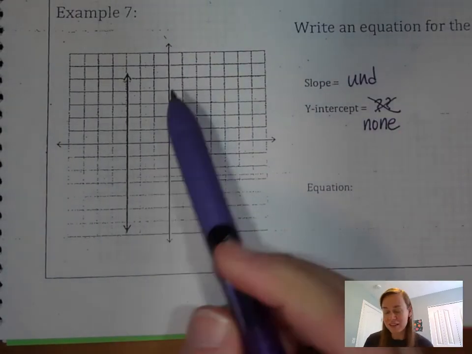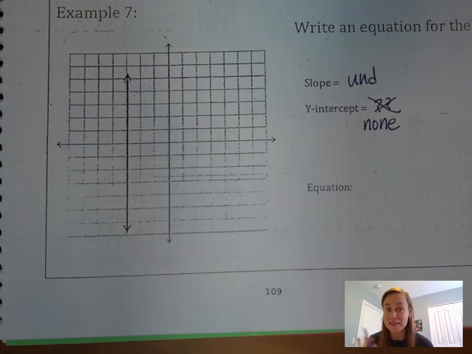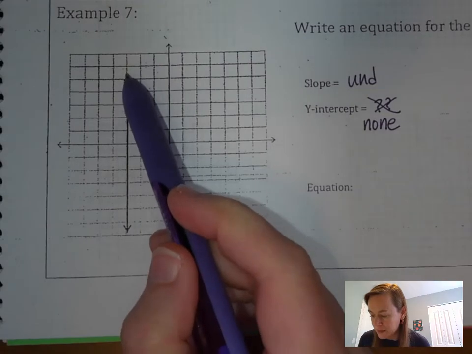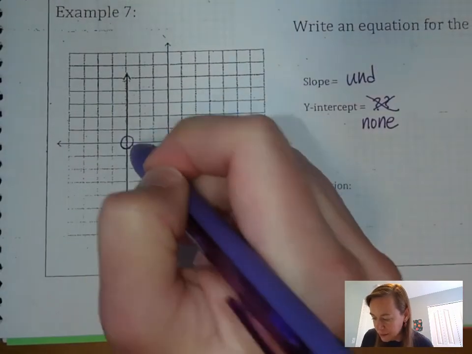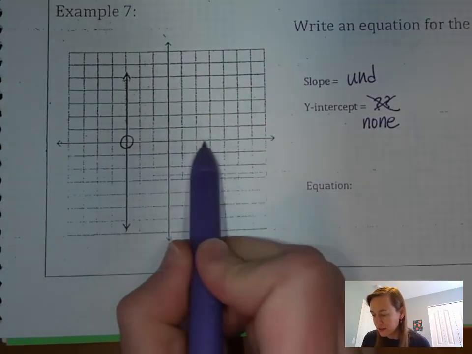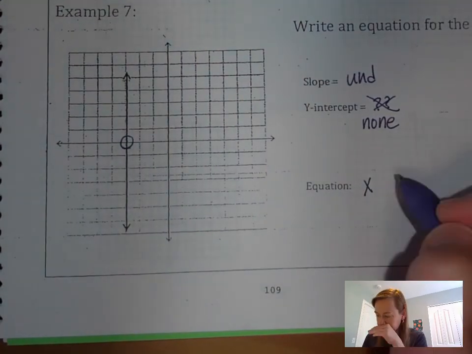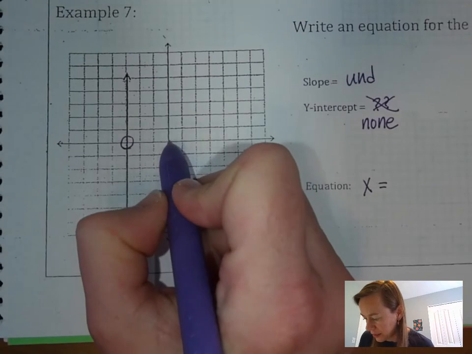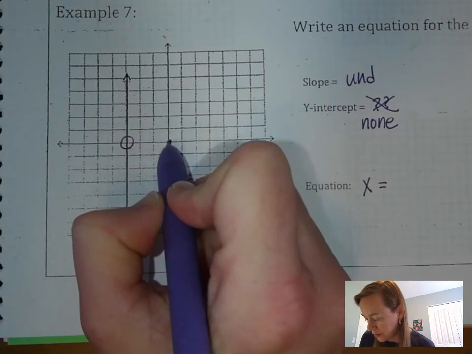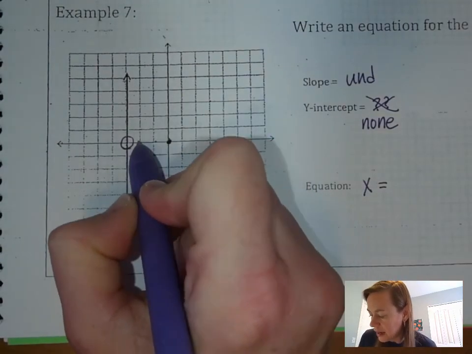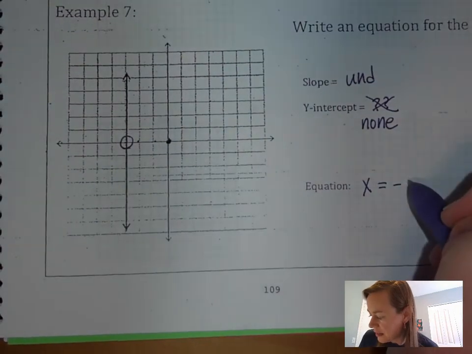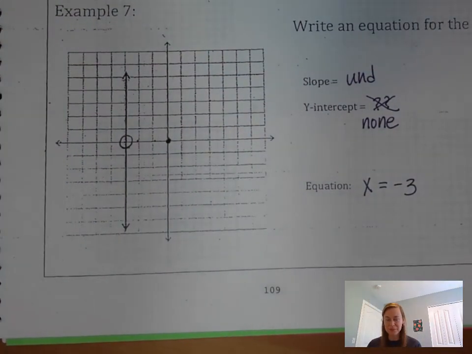So we're going to definitely follow our line down to an axis, figure out which axis it is, and write that letter, okay? So here it's crossing an axis right here, right? Which axis is it crossing? It looks like it's the x-axis, right? So let's write x equals, and now we have to figure out where it's crossing. So here's 0, 0. We're going to go negative 1, negative 2, negative 3. X equals negative 3. And that is all I have for you today.